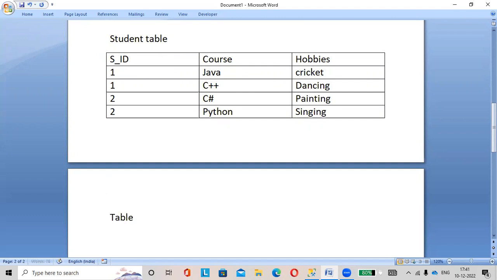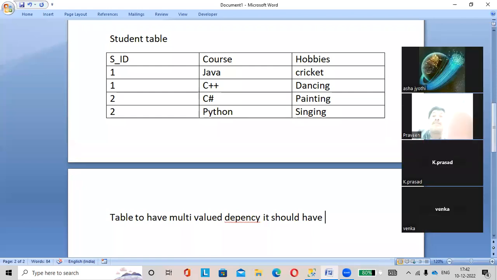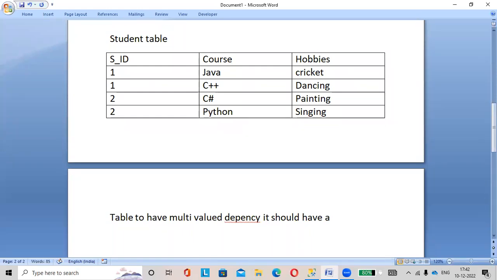For a table to have multi-valued dependency, it should have at least 3 columns.